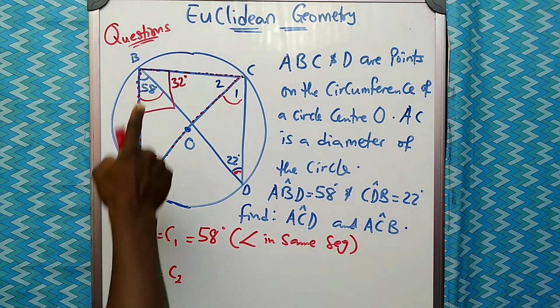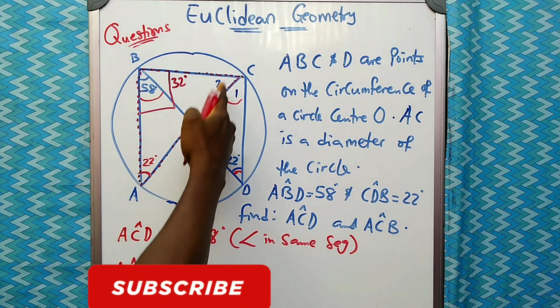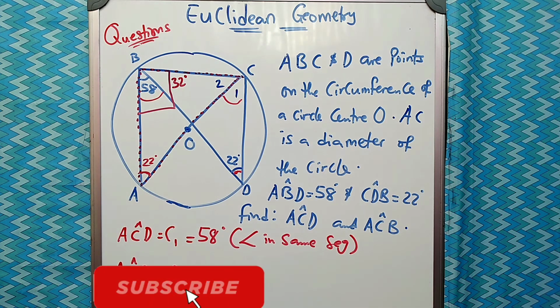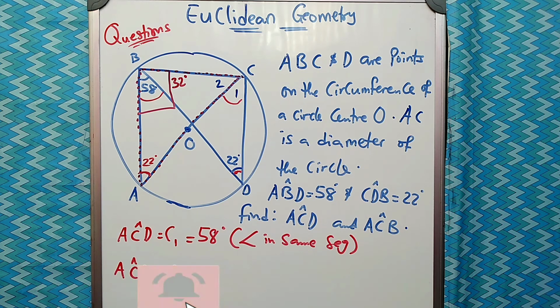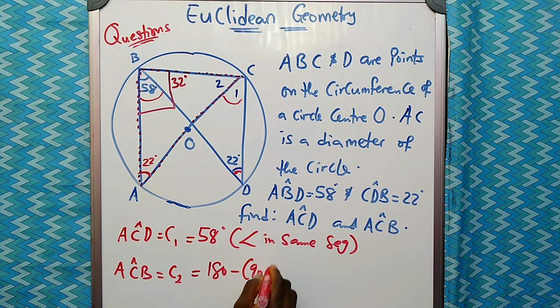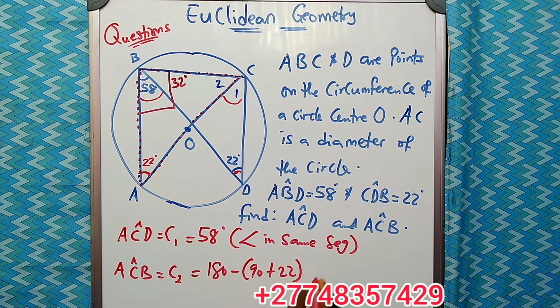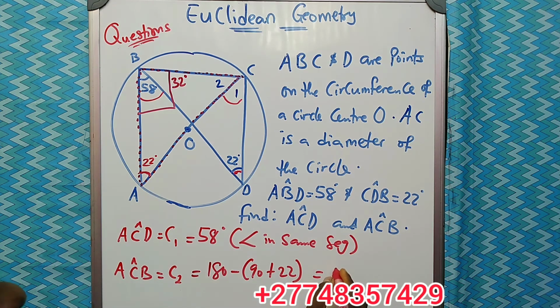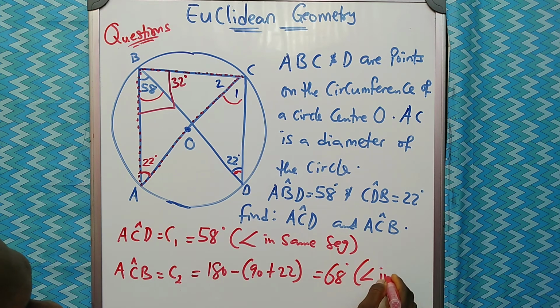All right. If I have 90 here, I have 22 here. Then I can get my C2, because the total angle in a triangle is 180. So I have 180 minus (90 plus 22). If I resolve it, I'm going to have 68 degrees, and that is angle in a triangle. So that is for that. Very simple. Very, very simple.